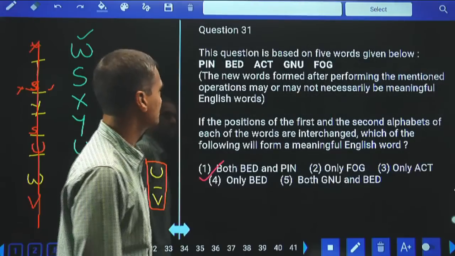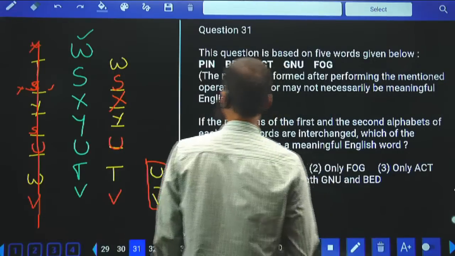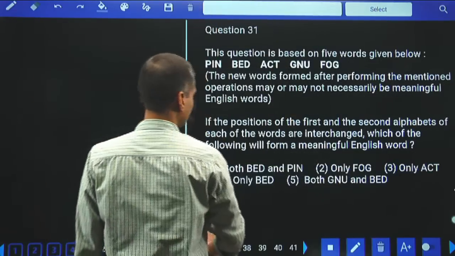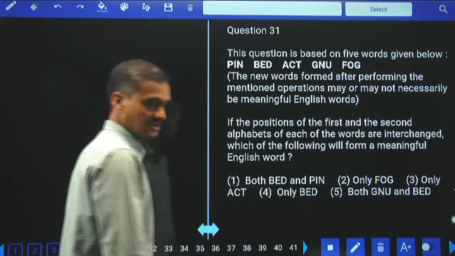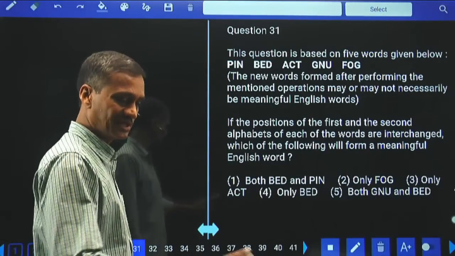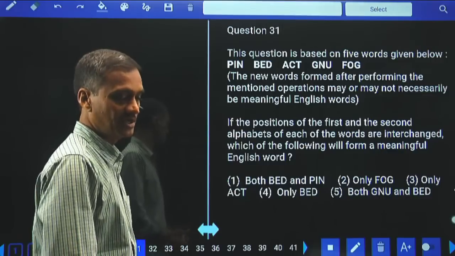And this is about boxes. Then coming to question number 31 to 35. Now it is based on set of words. Set of numbers or set of words is a regular feature in your RRB PO prelim.